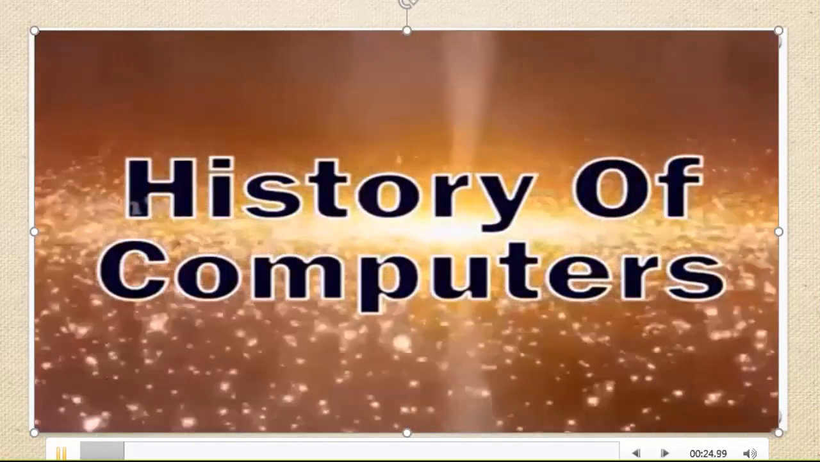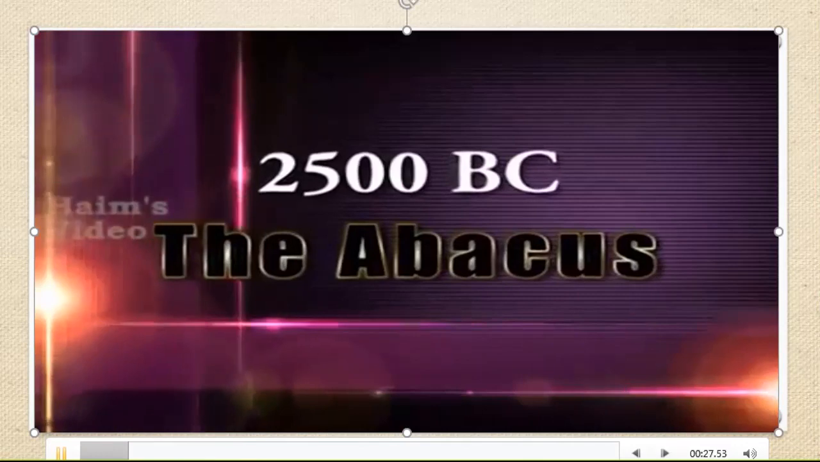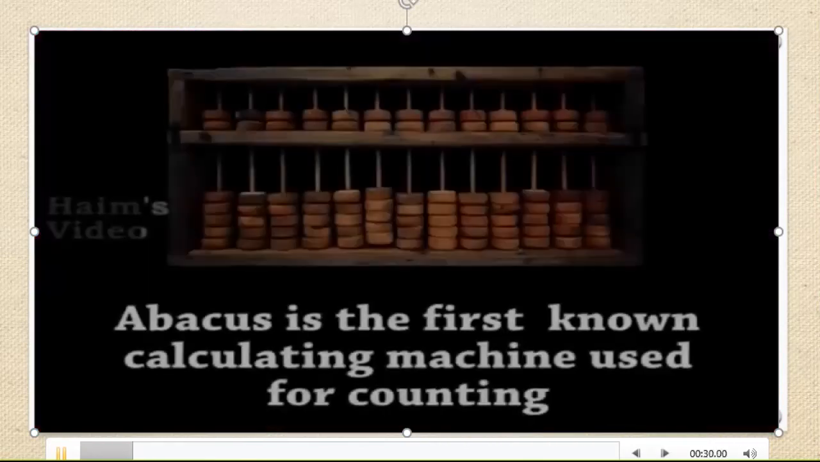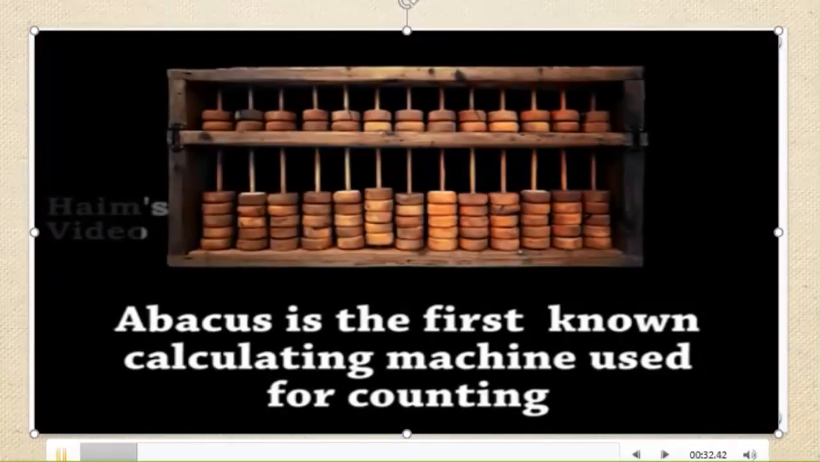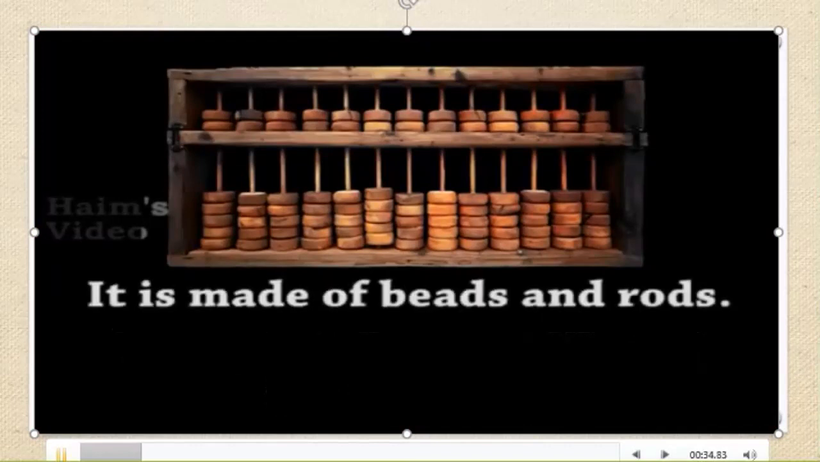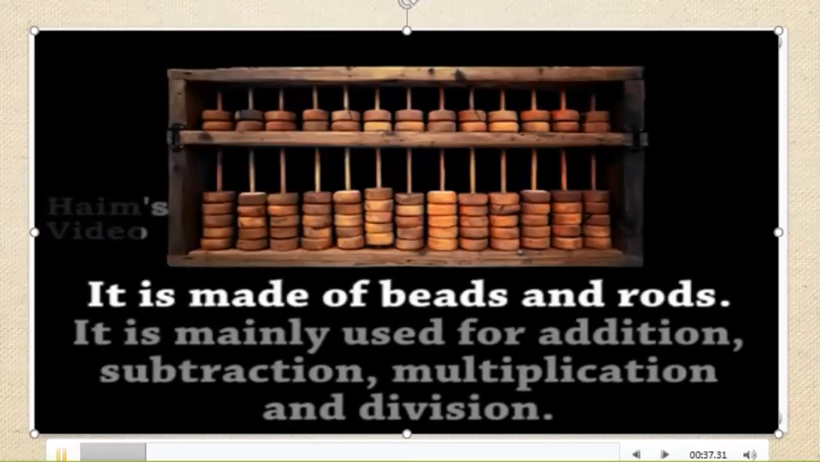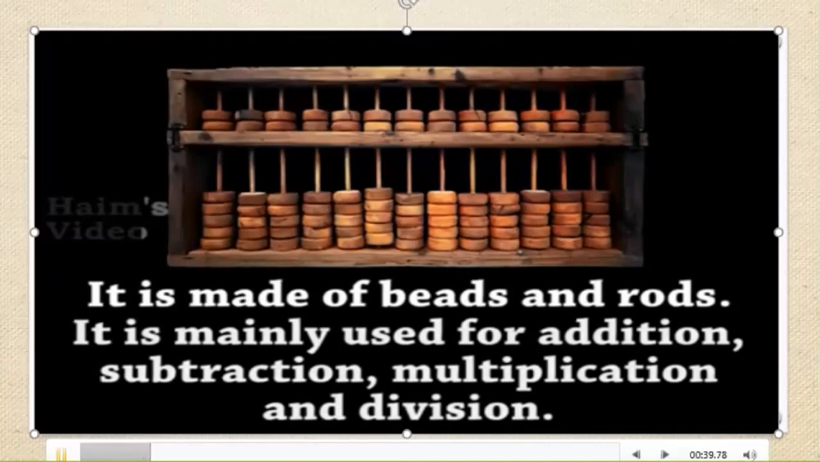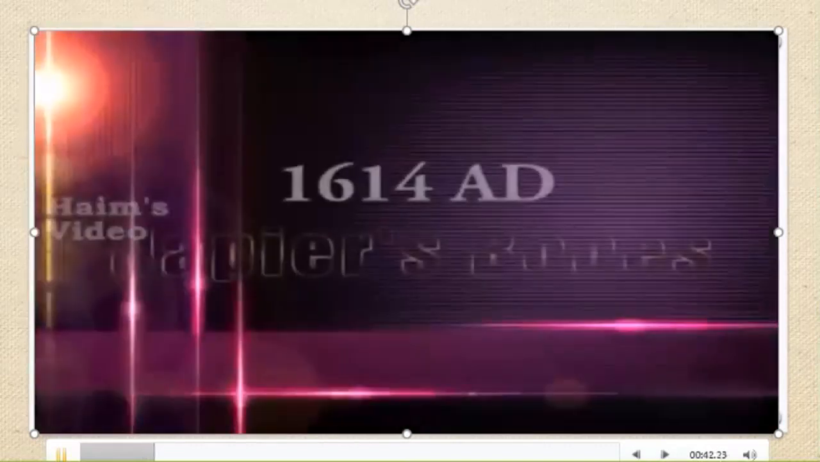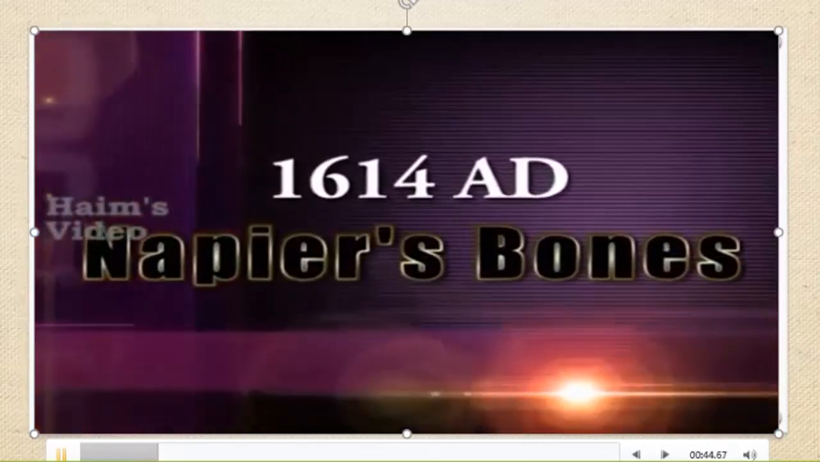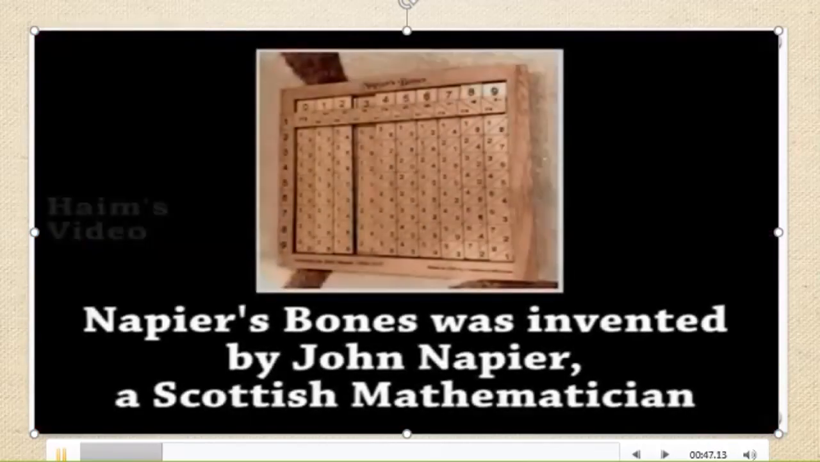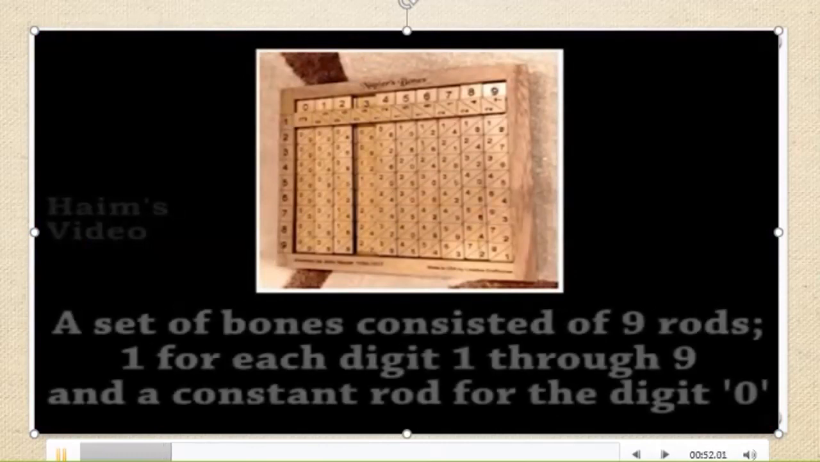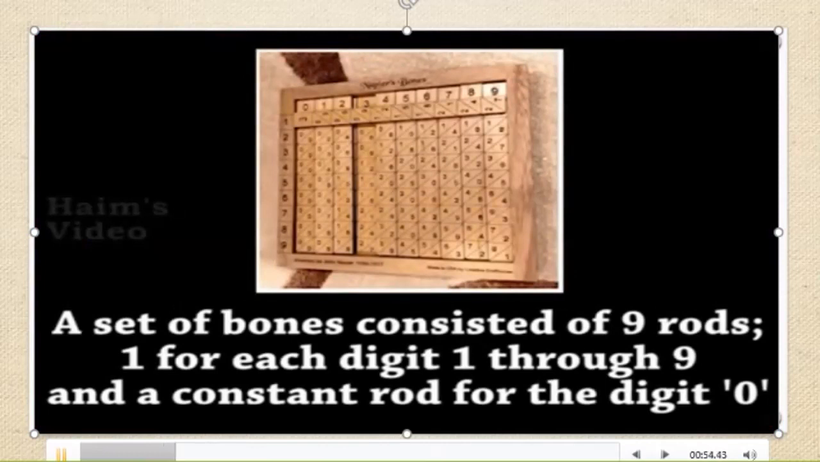History of computers. 2500 BC. The abacus. Abacus is the first known calculating machine used for counting. It is made of beads and rods. It is mainly used for addition, subtraction, multiplication and division. 1614 AD. Napier's bones. Napier's bones was invented by John Napier, a Scottish mathematician. A set of bones consisted of 9 rods, one for each digit, 1 through 9, and a constant rod for the digit 0.